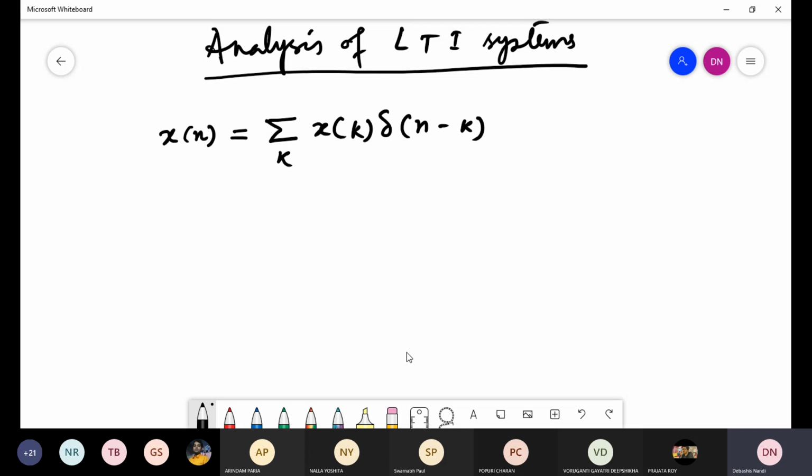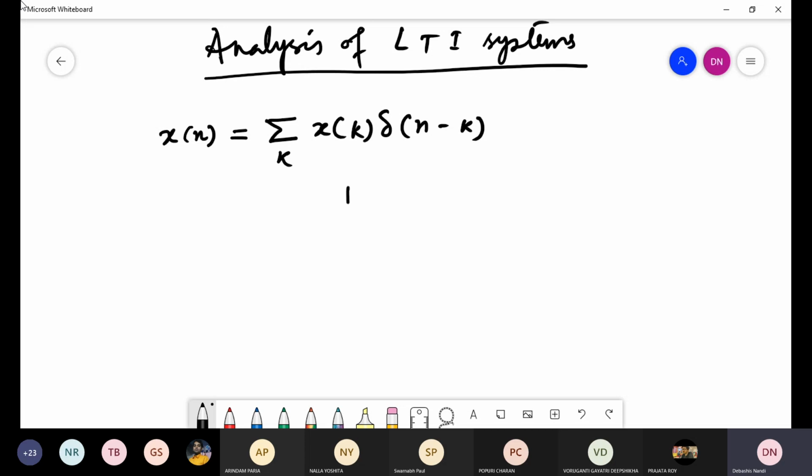Now, my target is to find out the input-output relationship of our linear time invariant system, and at the same time, we have to define a particular function that is called actually impulse response of the system, and I will try to show that the response of any LTI system can be expressed in terms of input signal and the impulse response of the system. Now let us first see what do we mean by impulse response.